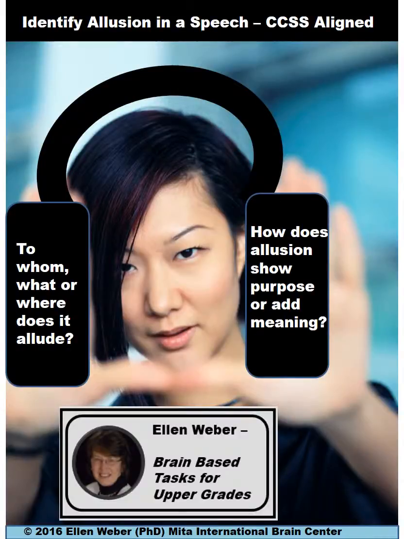The students then learn to identify allusions in a speech, again, Common Core aligned. They learn to find out to whom, what, or where allusions refer. They have examples of how to do that and opportunities to practice. And then, more importantly, they learn how allusion shows purpose and adds meaning.